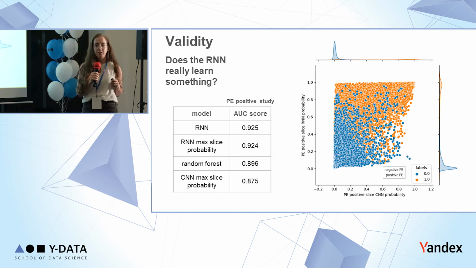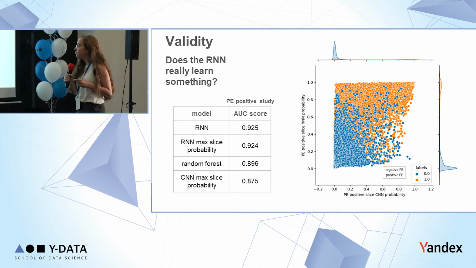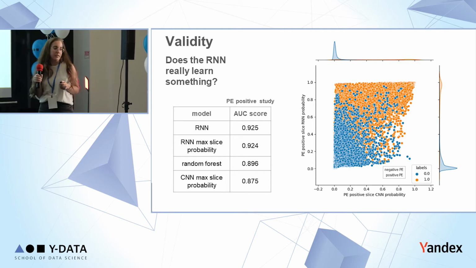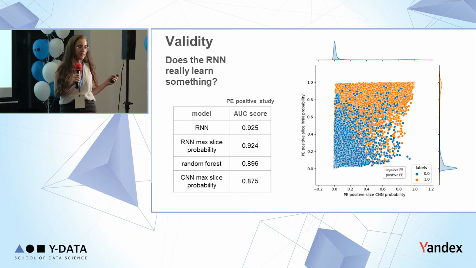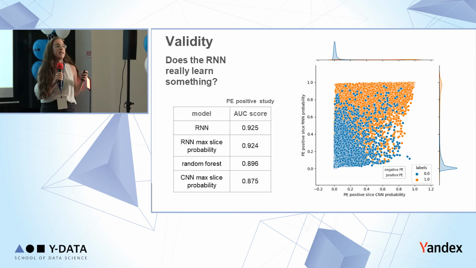But in terms of predicting PE on study, by applying random forest, or even just a naive classifier, which takes the maximal PE prediction on slice, we get comparable results. And this makes us question if the RNN really has an added value here.